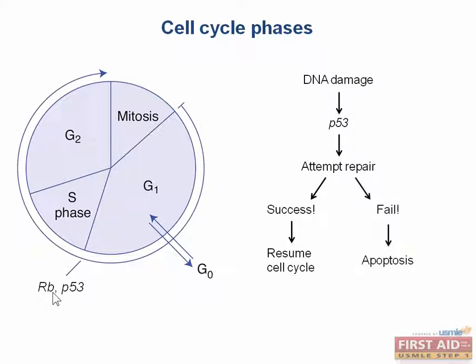However, if it can't, p53 will initiate apoptosis, because it's better for a cell to die than to risk developing cancer. Retinoblastoma, or RB, also prevents the transition from G1 to S phase, but works a bit differently.